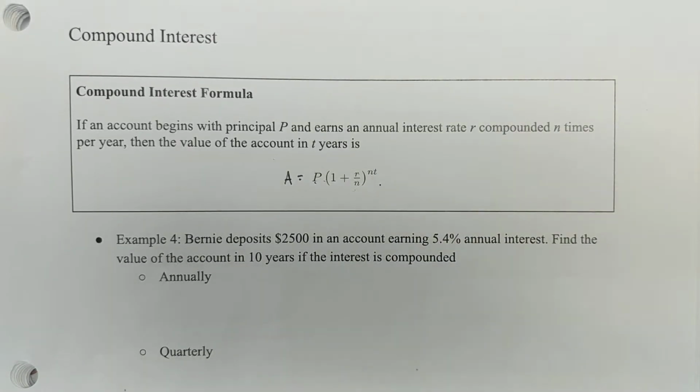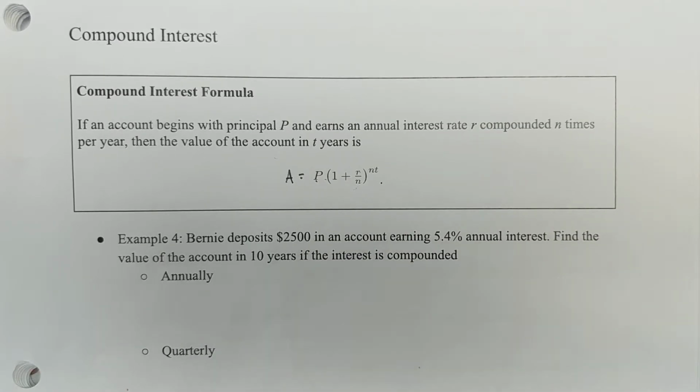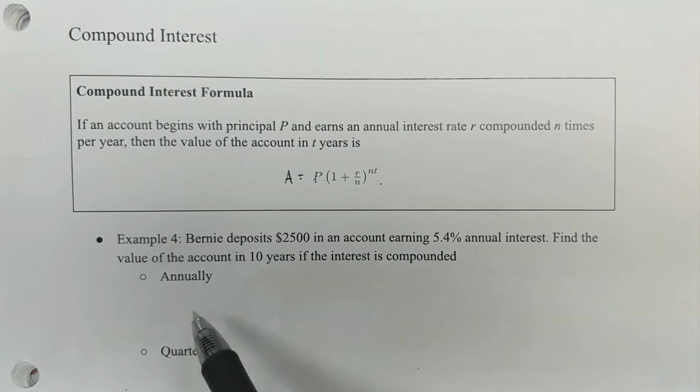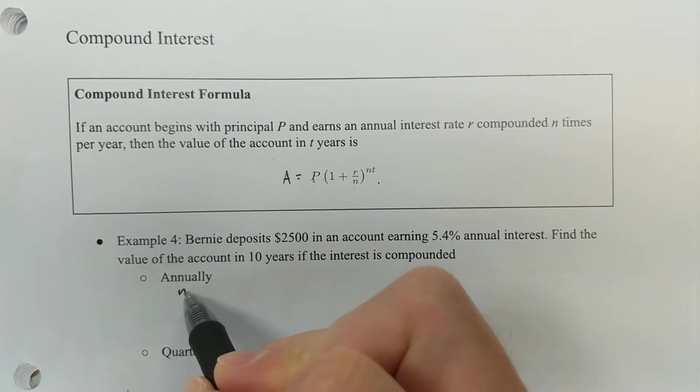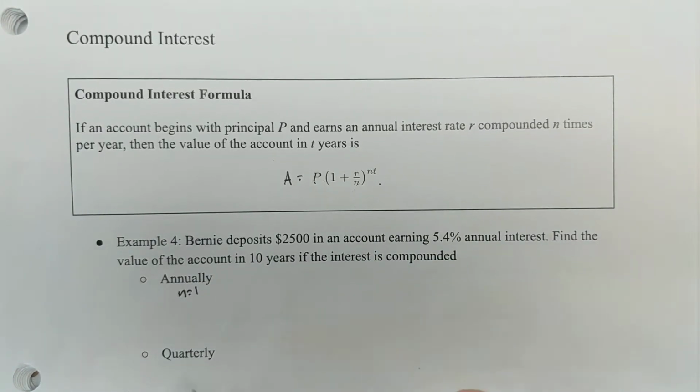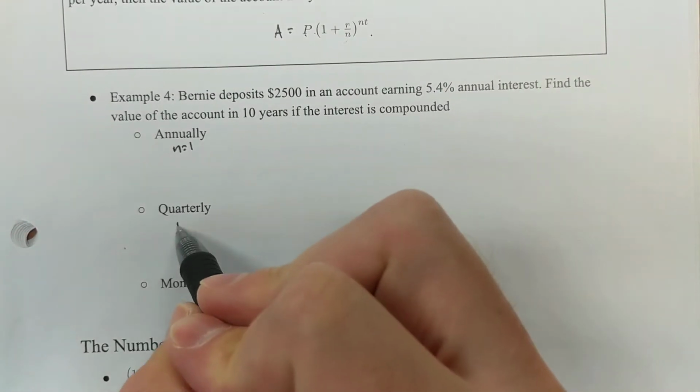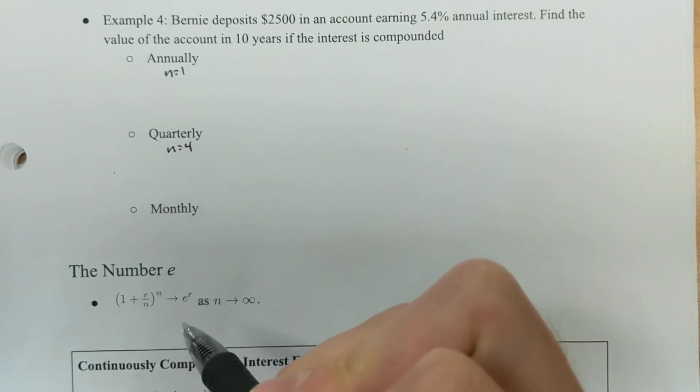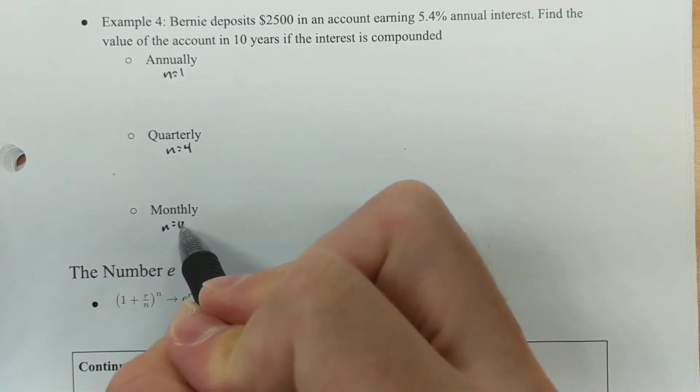So down here, example 4, Bernie deposits $2,500 in an account earning 5.4% annual interest. Find the value of the account in 10 years if the interest is compounded annually, quarterly, monthly. So for annually, n is 1. You do the interest once a year. For quarterly, n is 4. 4 times a year makes a quarter. And monthly, n is going to be 12.